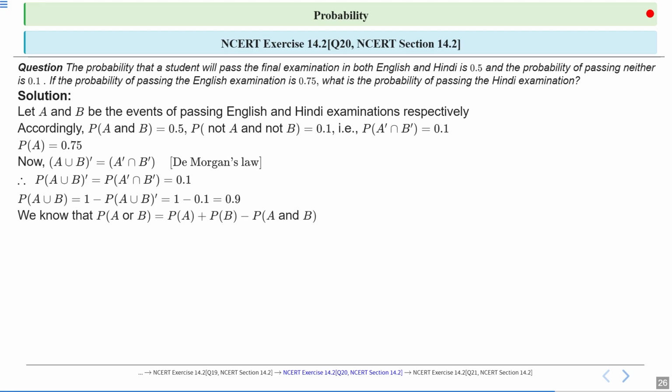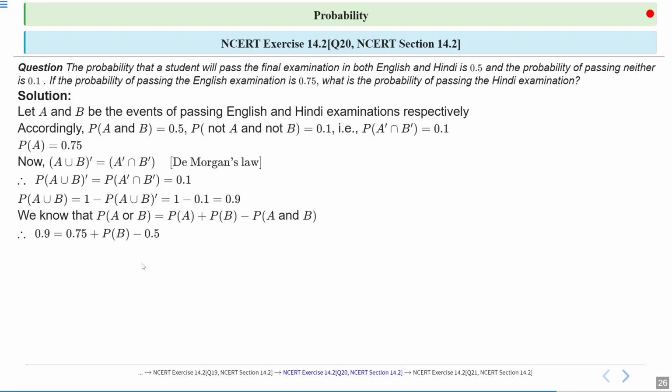And we know that probability of A or B is equal to probability of A plus probability of B minus probability of A and B. So now put the values of probability of A or B, probability of A, and probability of A and B. Then we will obtain this equation: 0.9 is equal to 0.75 plus probability of B minus 0.5.